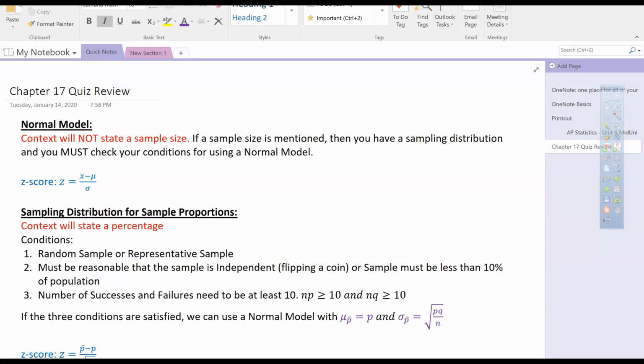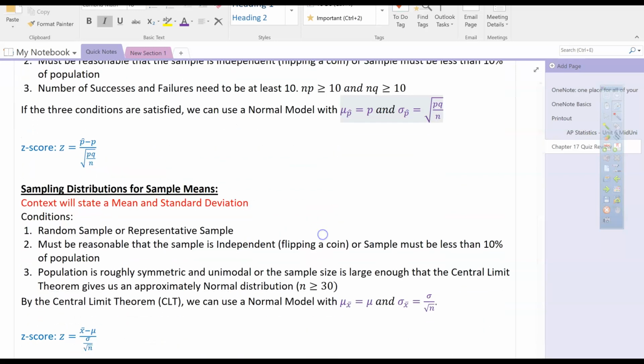I just wanted to make a quick, it might not even be quick, I don't know how long I'm going to take on this video, but I wanted to make a video for the Chapter 17 quiz review. So I just kind of wanted to talk about the difference between when to use just the basic normal model versus if you have to use the sampling distributions for sample proportions versus sample means.